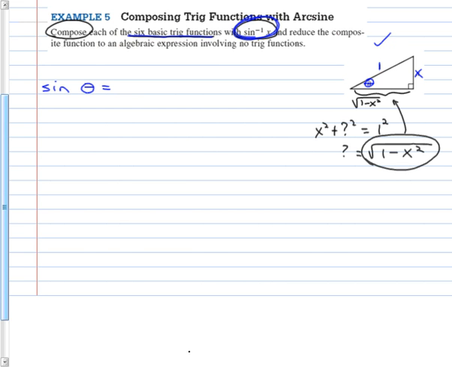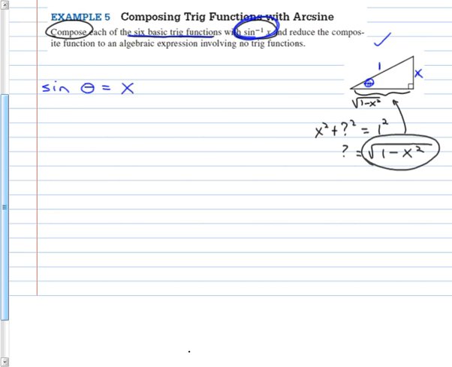It's an easy answer. Don't make it hard. Sine x. The sine of this angle is opposite over hypotenuse. What is it? x over 1. x! I even knew that because the inverse sine of x means the angle whose sine is x.